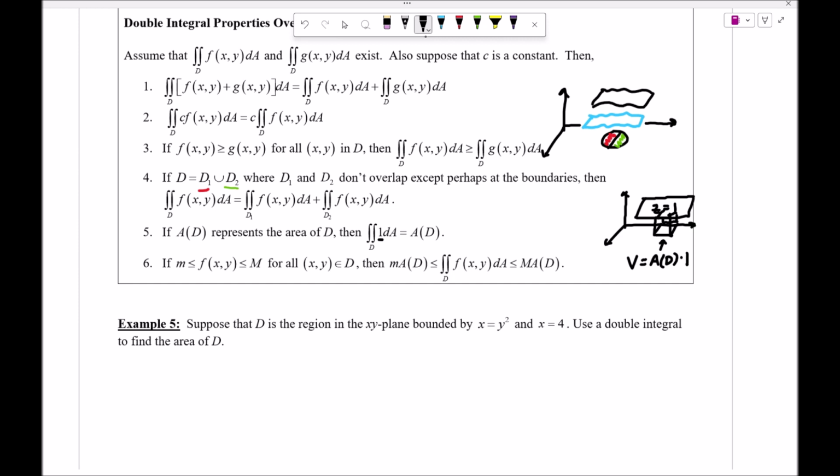Finally, we have here in property number 6 a way that we can make some nice estimations about volumes that might be difficult. And this again is very analogous to a property that you should have seen back in Calc 1. Okay, so this says, let's suppose that we have a surface f of xy, but maybe it's a complicated surface, okay? And maybe it's the case that we have a simpler surface, z equals little m and z equals capital M, that we could imagine as sandwiching in our complex surface.